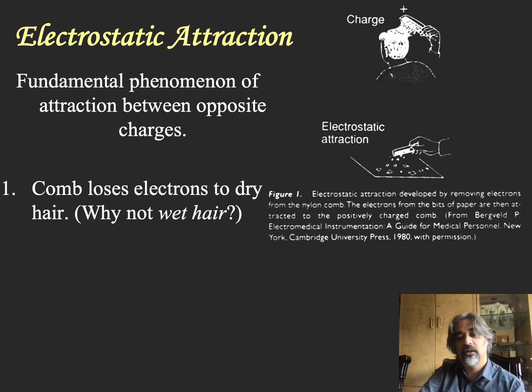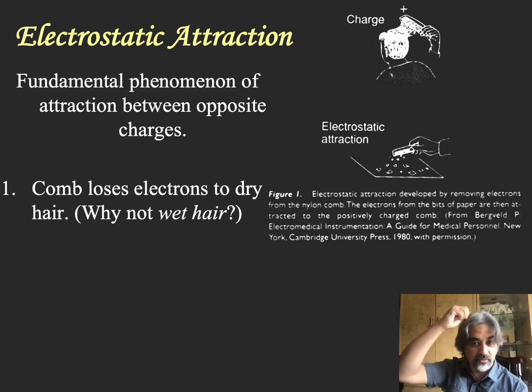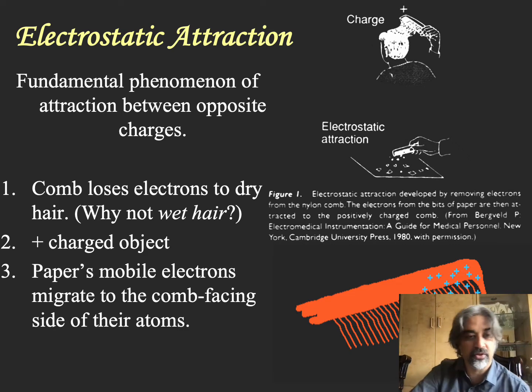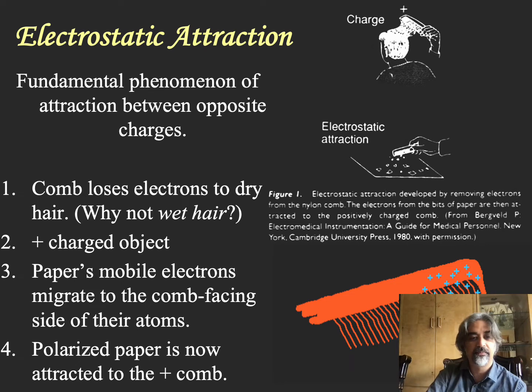If you were to use wet hair, the electrons from the water would replenish the comb, and you wouldn't have the comb being positively charged. But because it is positively charged, the paper's mobile electrons will migrate to the comb-facing side of their atoms. So the little pieces of paper become dipoles. The polarized paper is now attracted to the positive comb. So this is called electrostatic attraction. If the water gives back the electrons, that's called grounding, which is basically replenishing either positives or negatives.